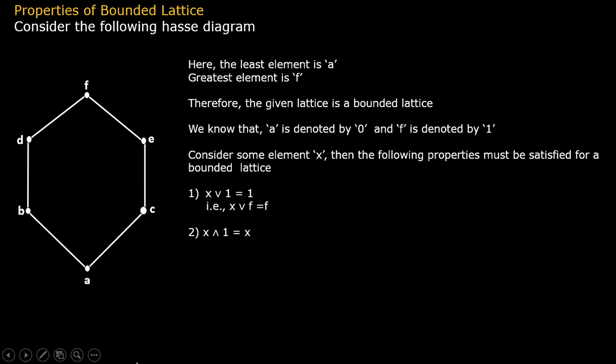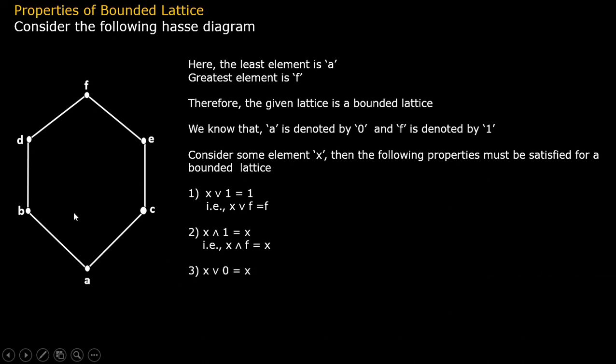It says that x and 1 is equal to x, or in other words, the greatest lower bound of x and 1 will give you x. I know 1 here is F. So, that means x and F is equal to x. So, let us see. If I choose x to be E, then the greatest lower bound of E and F is E here. Similarly, if I choose x to be C, then the greatest lower bound of C and F here is C. Again, if I choose x to be A, then the greatest lower bound of A and F is A here, and similarly for all other elements.